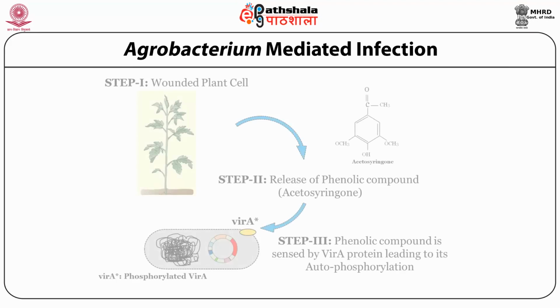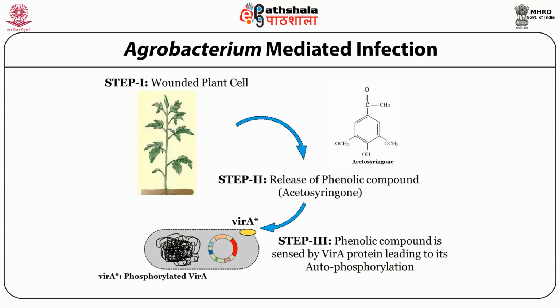Here is a schematic overview of how Agrobacterium infects the plant cell and transfers its Ti DNA or Ri DNA into the host cell. The very first step, which I mentioned in earlier slides also, is that if a plant gets wounded, it releases a phenolic compound, acetosyringone, shown in this picture here. This phenolic compound is sensed by the bacterial cell through the Vir-A gene, which results in step 3, leading to the autophosphorylation of Vir-A protein.